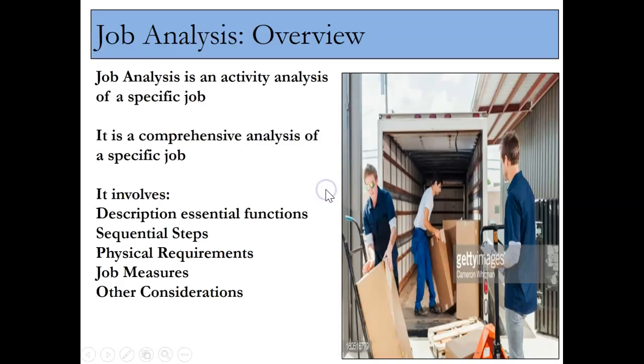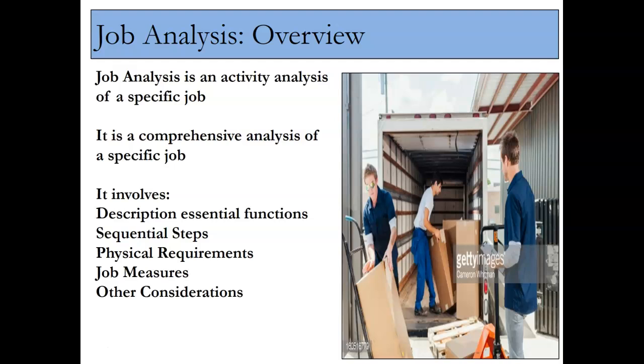Okay, so this is part 3, job analysis. What is job analysis? This is kind of an overview of what job analysis is from an ergonomic perspective. It's basically an activity analysis of a specific job. It's a comprehensive analysis of a specific job. It involves all these different parts. It all starts with a description of the essential functions of a job. I'll talk about that more in a second.